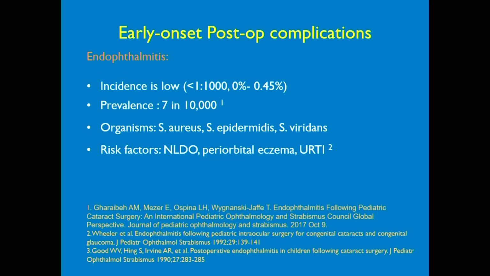Coming to endophthalmitis, in the pediatric age group following cataract surgery, the incidence is quite low. It could be about 1 in 1,000 and the prevalence is about 7 in 10,000. The common organisms are Staph aureus, epidermidis and Streptococcus viridans, and the risk factors would be a missed NLDO, sometimes infections around the skin, around the orbit, and upper respiratory tract infections. URTIs, that's why we have to be very careful when we are taking up a child for surgery.